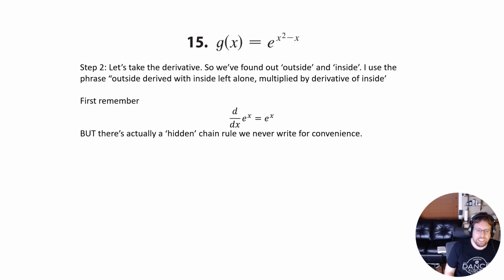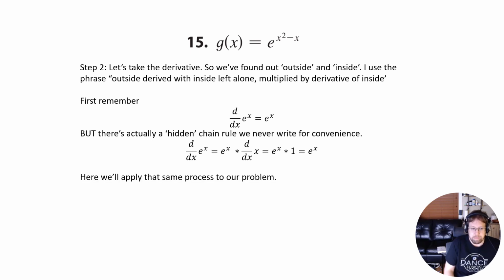But there's actually a hidden chain rule that we never write for convenience. So really this should be written more like this, where the derivative of e to the x is e to the x times the derivative of what's on the inside, the x. But of course the derivative of x is just 1, and e to the x times 1 is just e to the x. We don't bother to write the 1. It's just a waste of time.